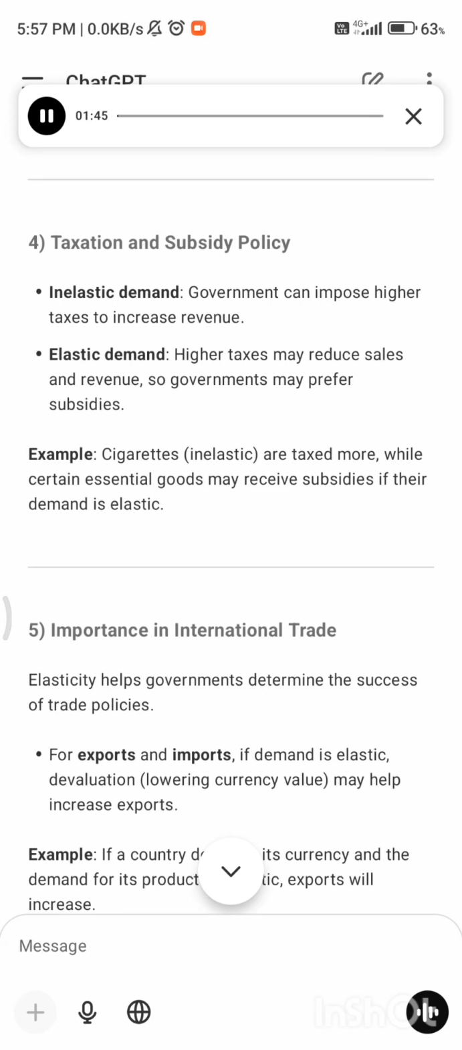4. Taxation and subsidy policy. Inelastic demand: government can impose higher taxes to increase revenue.